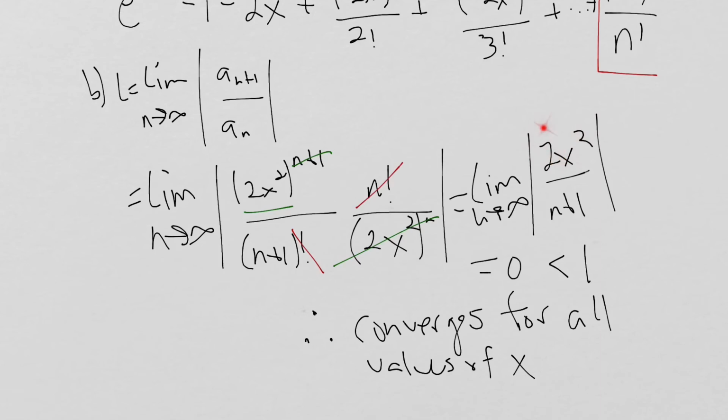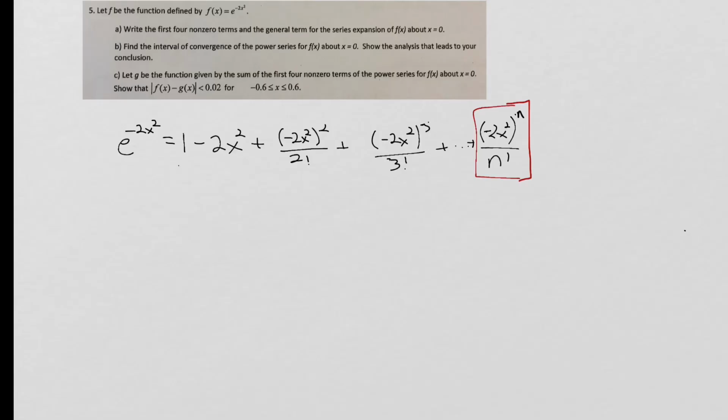You have to think of x as being a number. X is a number. Take a number and divide it by infinity, and the whole expression goes to 0. So this converges for all values of x. So now we're ready for part C. I got rid of some of the stuff from the previous problems.